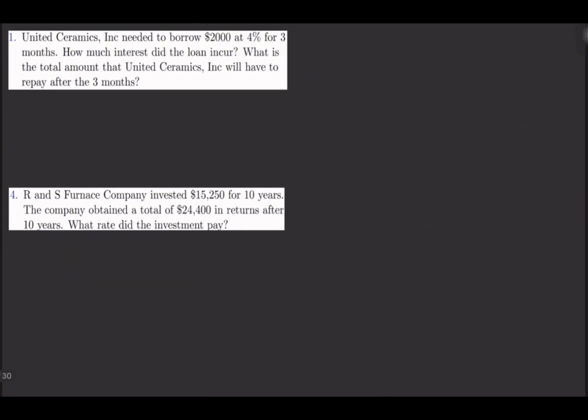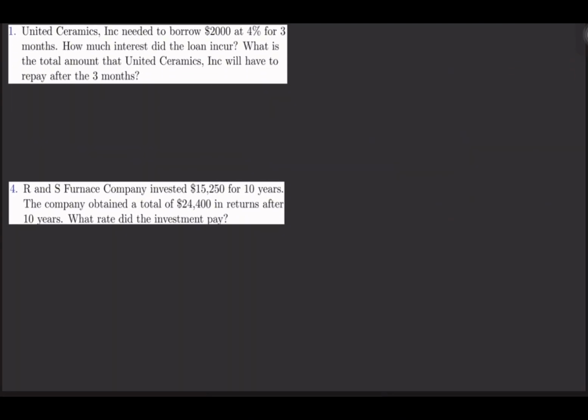Now let's move into practice questions. United Ceramics Incorporated needed to borrow $2,000 at 4% for 3 months. How much interest did the loan incur? What is the total amount that United Ceramics Incorporated will have to repay after 3 months? Now, let us remember that the 4% is for a year. If we want to calculate the total amount, that means the accumulated amount, which is principal times (1 plus rate times time).